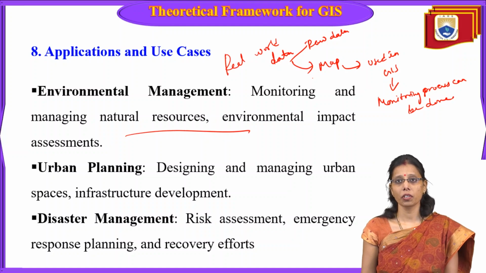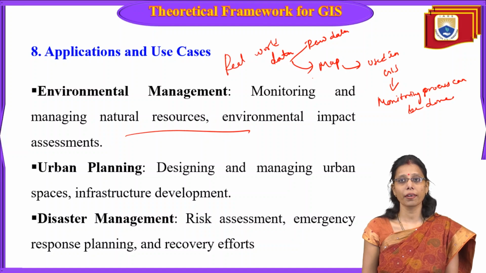When you're talking about environmental management, so monitoring, managing natural resources, and environmental impact assessments also, if you want to do that, the real world data should be captured in the form of 2D. So 3D to 2D. Once it is converted, then the assessment can be done, because we cannot go to each and every place. But if you have that whole information from 3D to 2D, that means it is in a paper format or an image format or map format, that all can be directly monitored through this kind of data.